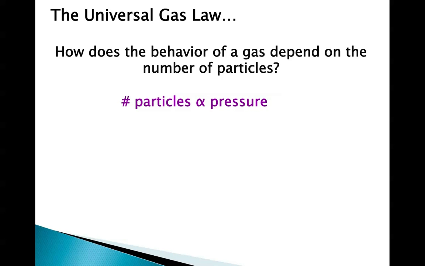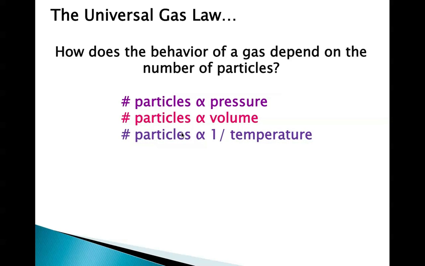Now, we know that the number of particles has a direct relationship to pressure as well as a direct relationship to volume. If we hold all other variables constant, if I increase the number of particles, it's going to increase the pressure. If I increase the number of particles, it also would have to increase the volume to keep everything else constant.